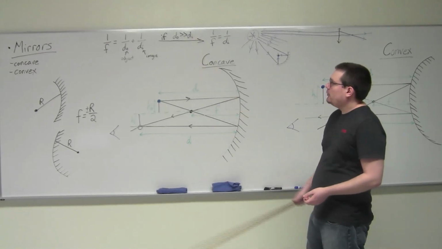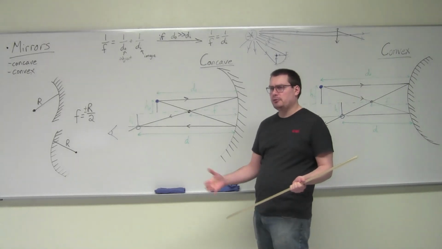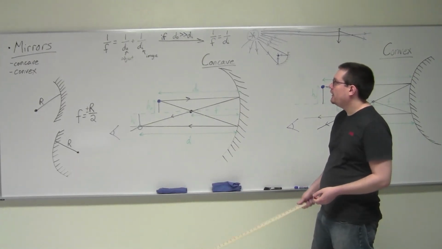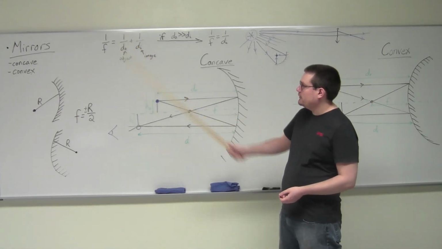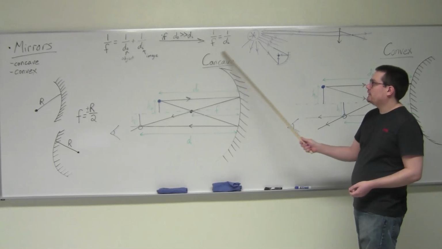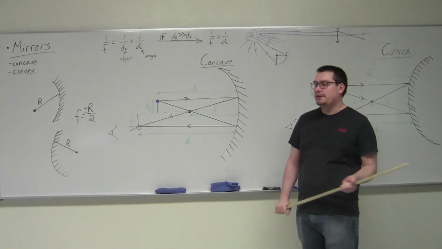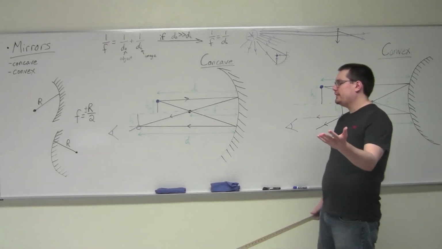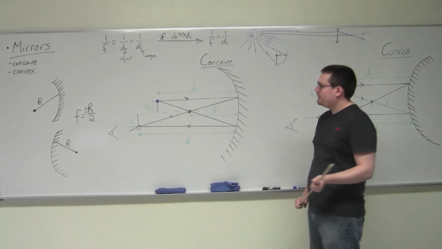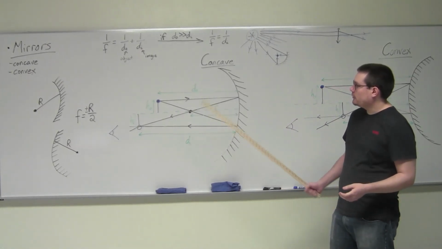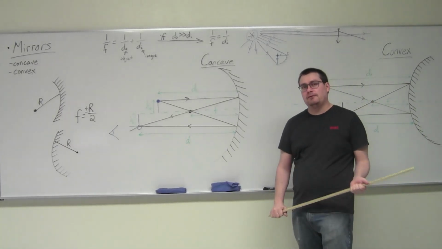There's one example where if the object is much further away than our image would be, or much larger than our focal length, we can now approximate this to infinity. 1 over infinity is 0, and then we can arrive at this approximation here. So 1 over the focal length is about 1 over the image distance. So the light coming in from very far away, from an object that's very far away, will be reflected to the focal point. This comes in very handy when we're making telescopes and other things to look at super far away objects.